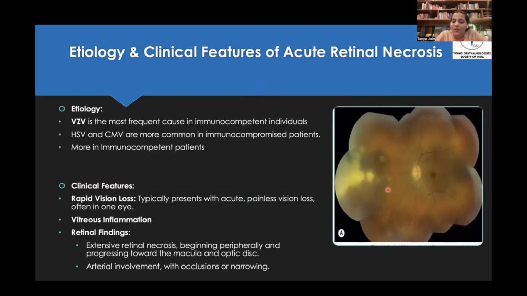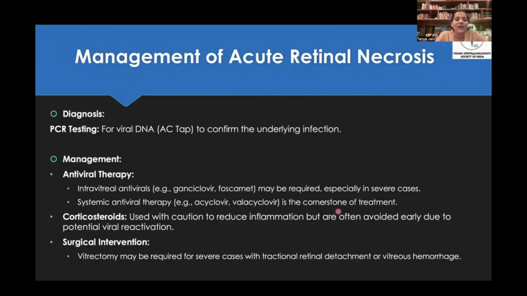So, a lot of inflammation along with these wedge-shaped yellowish lesions, which are usually located in the periphery. They may be associated with some amount of vasculitis or optic disc swelling. But we need to look out for these wedge-shaped lesions, usually in the periphery. The diagnosis is clinical. However, we can confirm it with an AC tap.